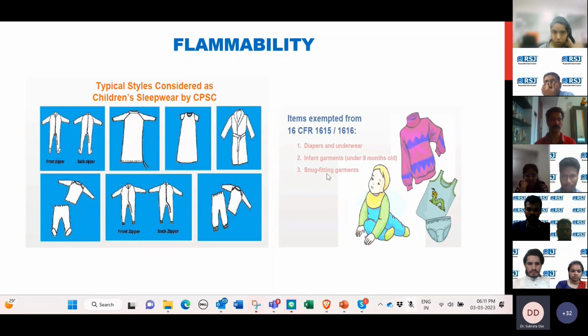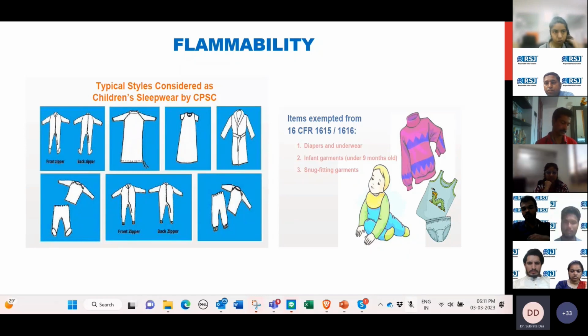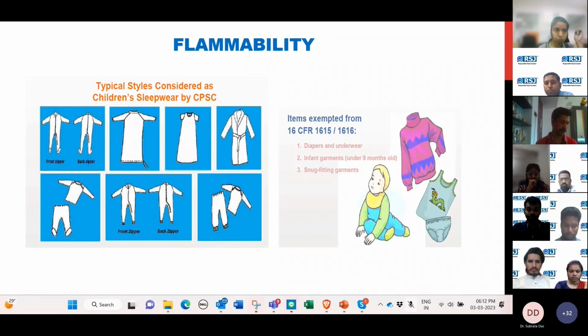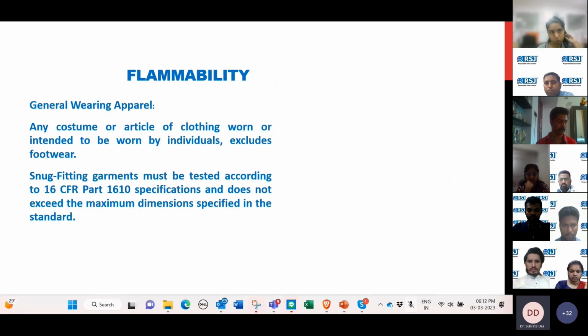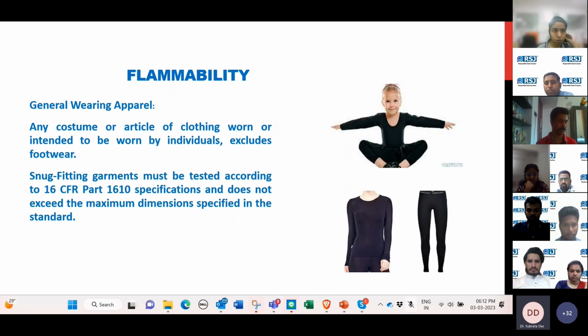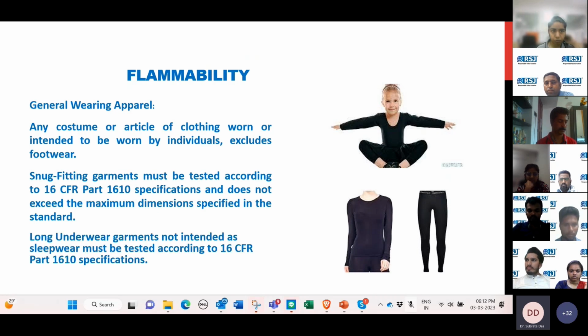So the design of the garment and the end use are also very important in deciding whether a particular garment is covered under the flammability regulations or not. One has to really understand the particular style of the garment in order to decide whether it comes under the children's sleepwear category or not. Many times people get an exception from the buyer saying, yes, it is not under this category, so this testing is not required. But overall, yes, it is required. Any kind of children's item, on the safer side, must be tested with 1615, 1616 and 1610.